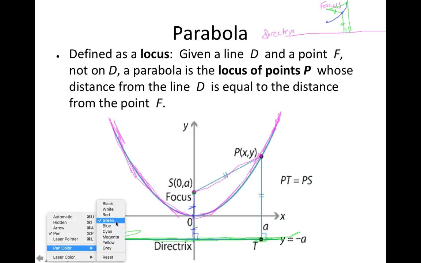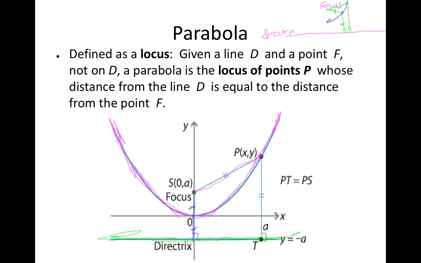So another conic section, and another way to define it as a locus of points. And this would be true over here. Look, this point is pretty far away from the directrix, but it's also pretty far away from the focus, and that should theoretically be the same distance. Okay, so given a line D, known as the directrix, and a point F, known as the focus, not on D, a parabola is the locus of points P whose distance from line D is equal to its distance to the point F.